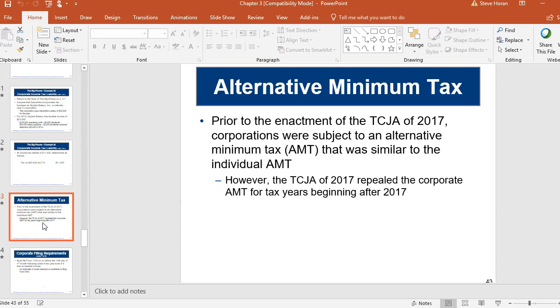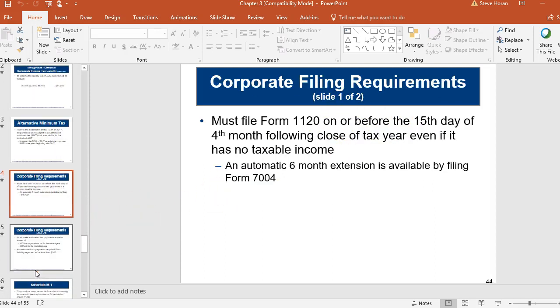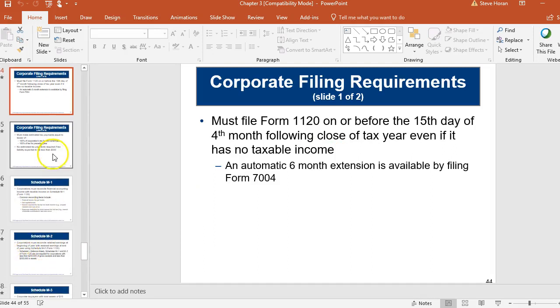I'm going to skip the AMT. It's just going away. That's all they're telling us here. And then corporate filing requirements, just some FYIs. You have to file your Form 1120, the corporate income tax return, on the 15th day of the 4th month, so April 15th. Even if you have no taxable income, you can do an automatic 6-month extension.